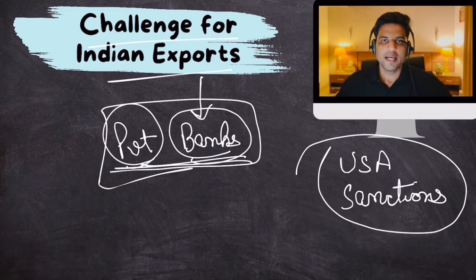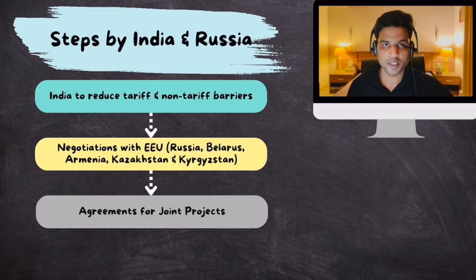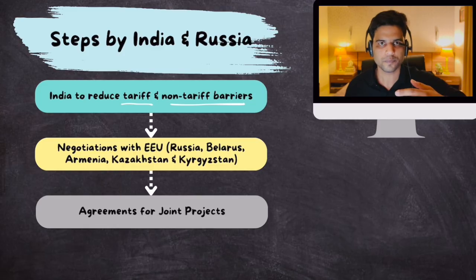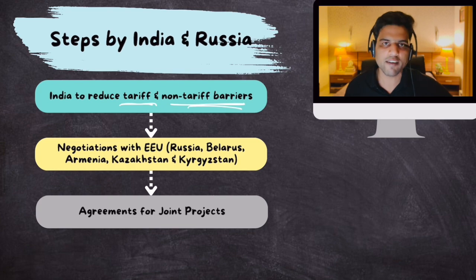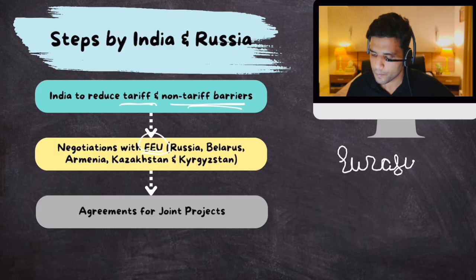Okay. Now that doesn't mean that the Indian government is not doing anything. The Indian government has taken certain steps to encourage exports from India to Russia. Okay. What are these steps? First of all, India is ready to reduce tariff and non-tariff barriers between India and Russia trade, so that trade between India and Russia can flourish. India is reducing tariff and non-tariff barriers, and Russia is doing the same. Second, India is negotiating with the Eurasian Economic Union.